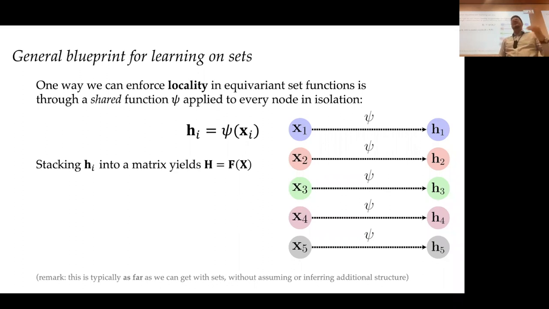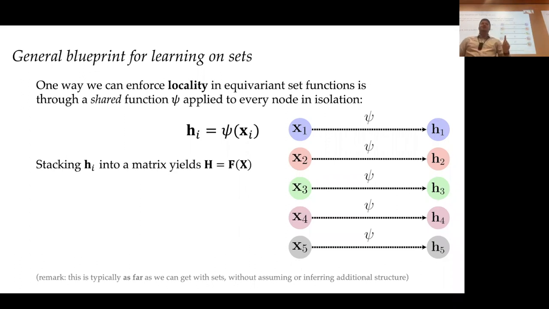To get an output matrix, you can stack all these h_i into a matrix H. But from now on, I'm actually not going to use this matrix view so much, because when we talk about equivariant functions, we're going to be a lot more interested in what it does to a single node rather than what it does on the whole matrix level, because usually you get the whole matrix by distributing the computations for individual nodes, okay? And you might be asking, what else can we do? Well, actually, when it comes to sets, this is typically as far as we can get, right?